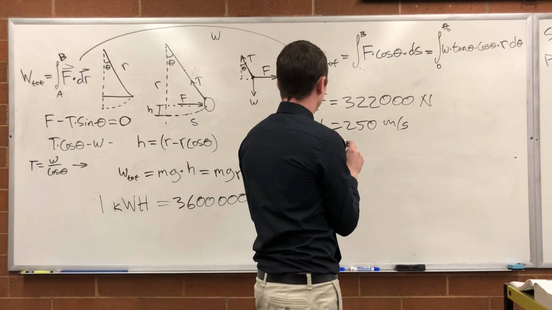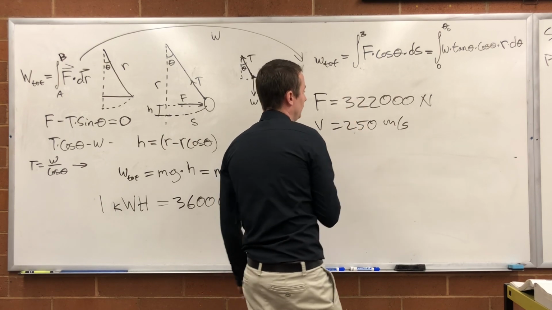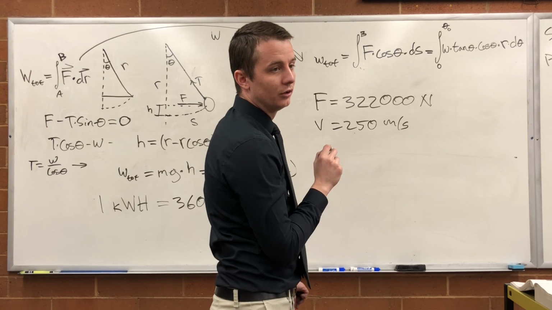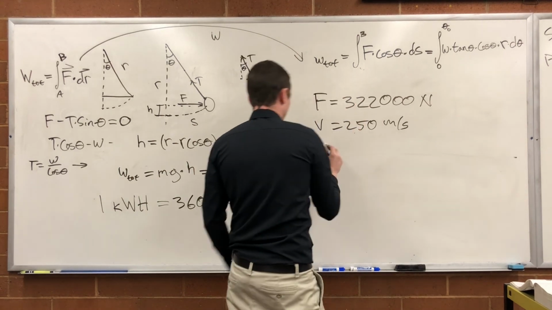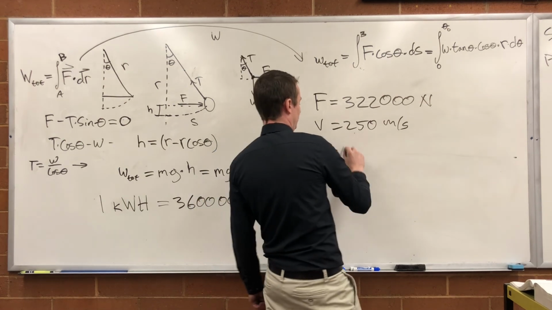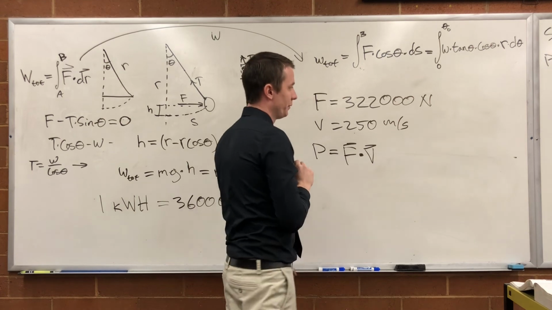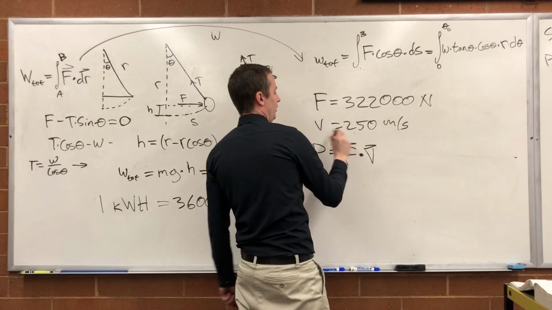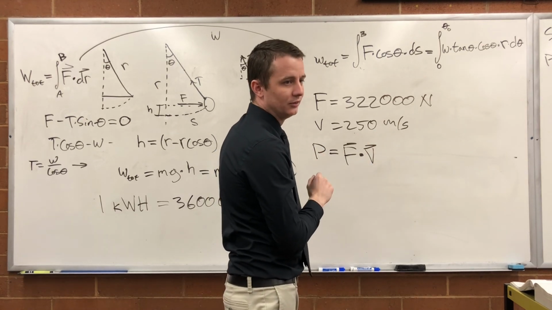Force and velocity. My force and my velocity are going to be in the same direction, so the dot product between them is just going to be multiplying those two numbers together, because I know power is equal to F dotted with V. This force is this much in the x direction, 0 in the y direction. This velocity is this much in the x direction, 0 in the y direction. That's one way to think about it.